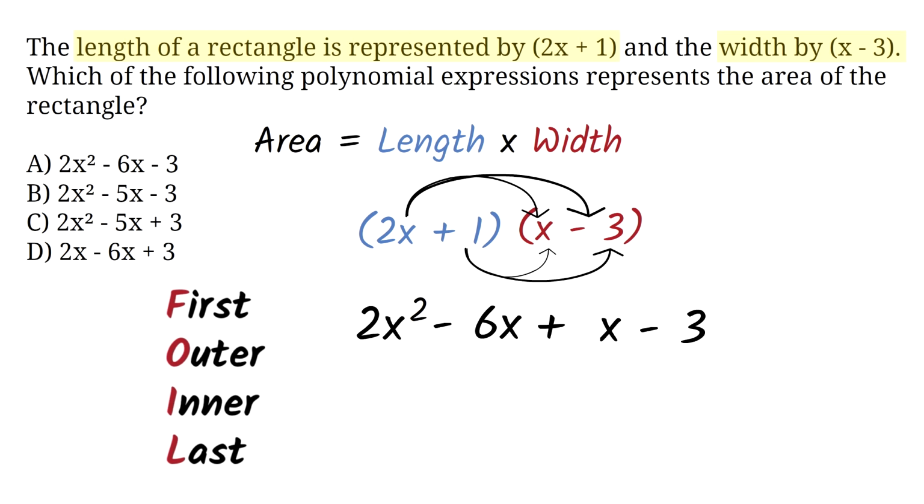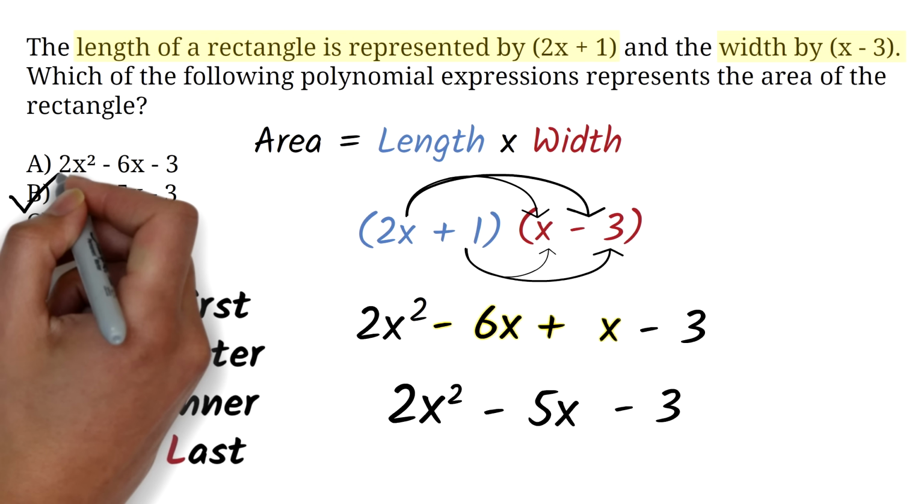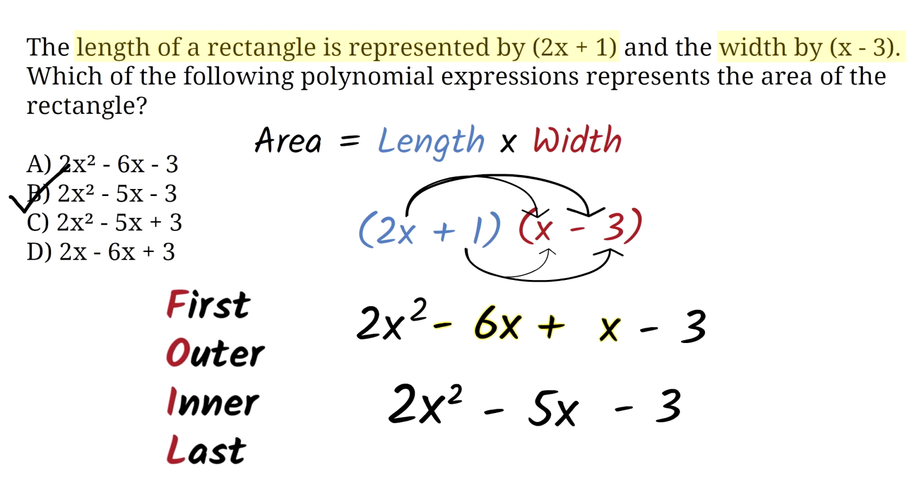Next, we check if there are like terms we can combine. We can combine -6x plus x to get -5x. There's nothing more we can combine. Our answer is 2x squared minus 5x minus 3. So the correct option is option B.